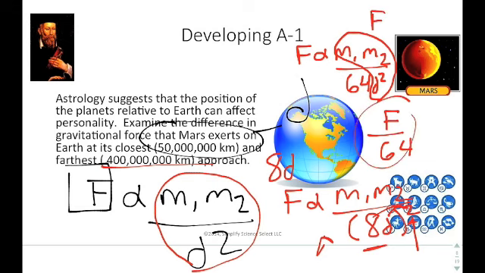So what you're trying to say is that when Mars is at its furthest approach, it has 64 times less gravitational force than it does when it's at its closest approach. Or you could say, when it's at its closest approach, the gravitational force is 64 times stronger than it is when it's at its farthest approach.